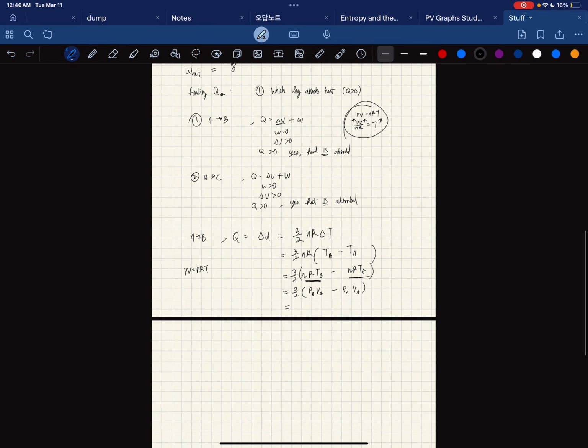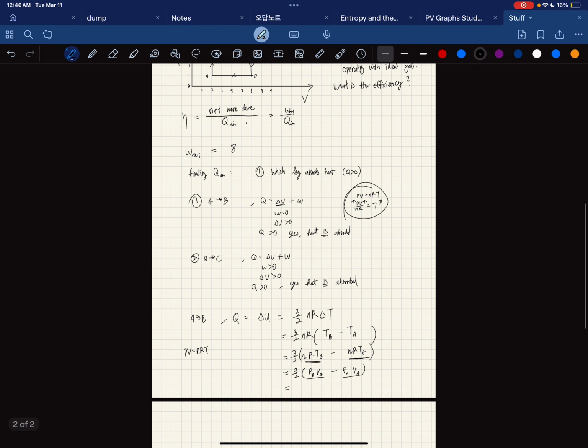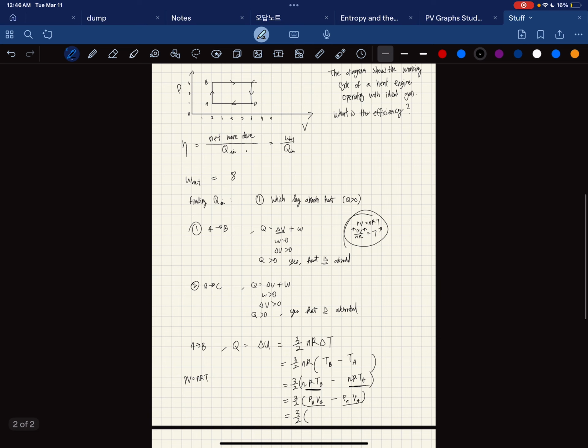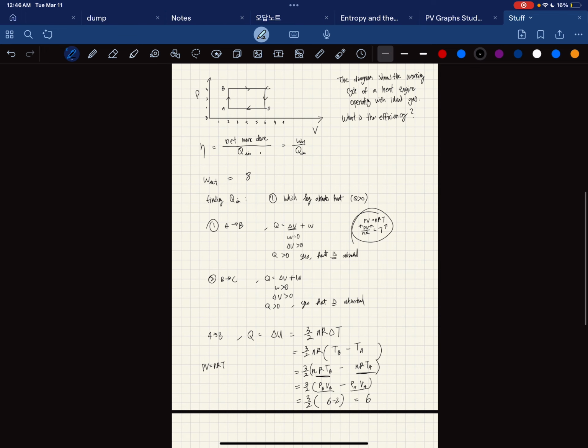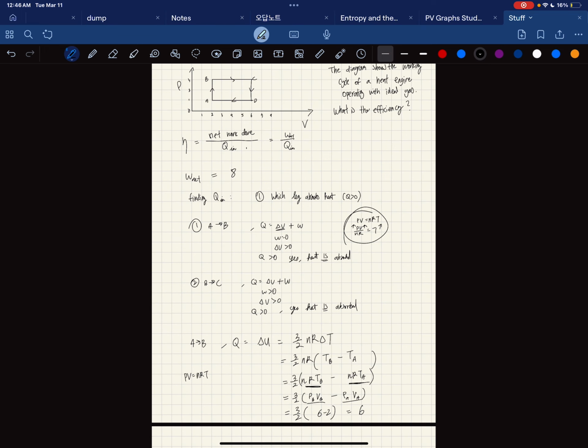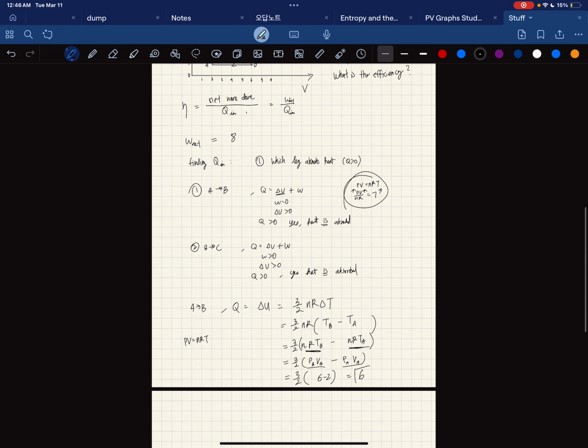and we can just find these values on the graph. You guys can do it yourselves. I'm just gonna find it real quick. 6 minus 2, which means 6. So the heat transfer at A to B is 6 arbitrary units.